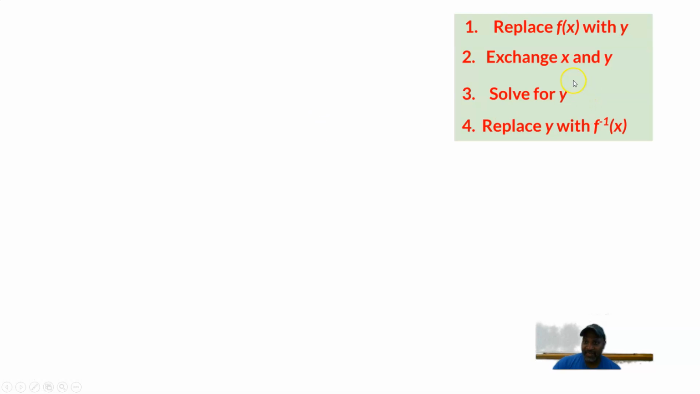Okay. Same four steps. Replace f of x with y. Exchange x and y. Solve for y. Replace y with f inverse of x. So here's the function. We're going to replace the f of x with y. Okay. Then we're going to change the x and y, switch places. Okay. All right. So now let's solve for y.